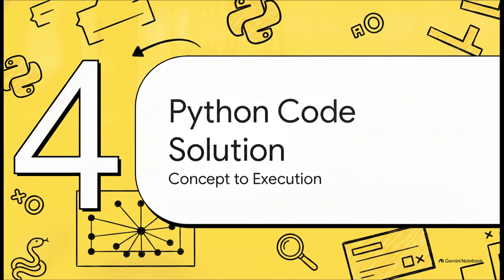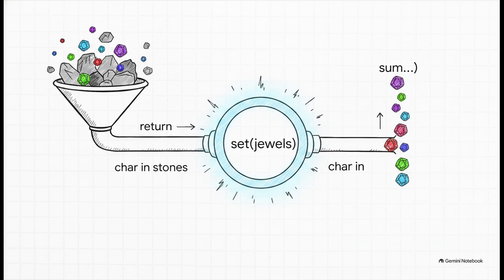All right, let's get practical in Section 4. Python solution with code, from concept to execution. Let's actually transition our hash table optimization into code and see it in action. Take a look at this beautifully elegant one-line Python solution.